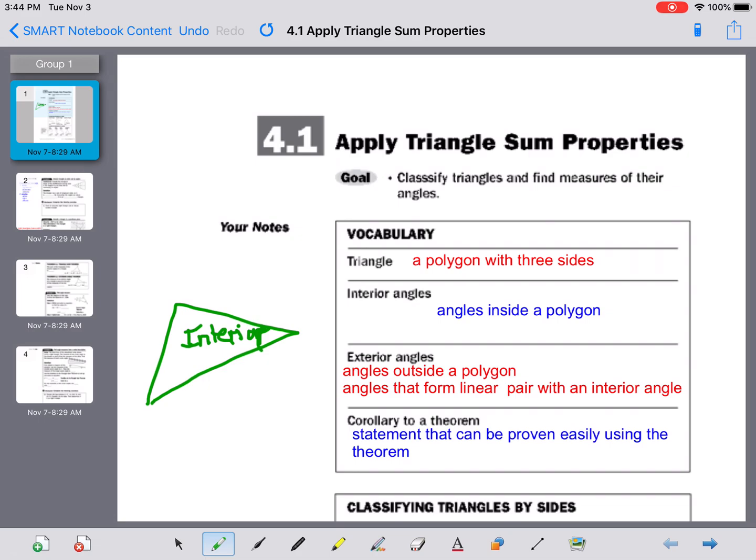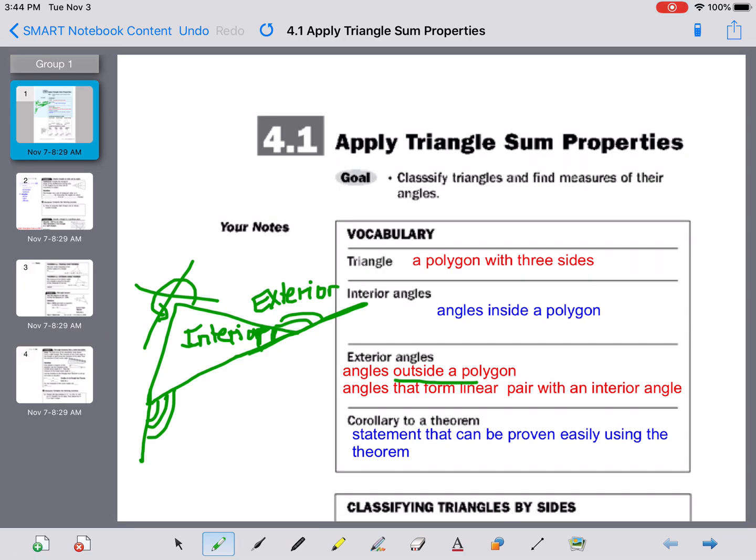My exterior angles are angles outside a polygon. Now, I don't want you to think that this whole thing out here is an exterior angle. What we do is we take an angle that forms a linear pair with an interior angle. So we take this interior angle right here, and we extend this line, and this outside angle over here is the exterior angle. That exterior angle should be supplementary to the interior angle, so together they add up to 180. So for exterior angles, you just take a side, extend the side, and this outside angle out here is the exterior angle.